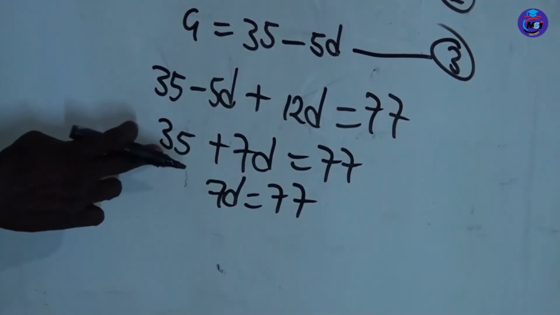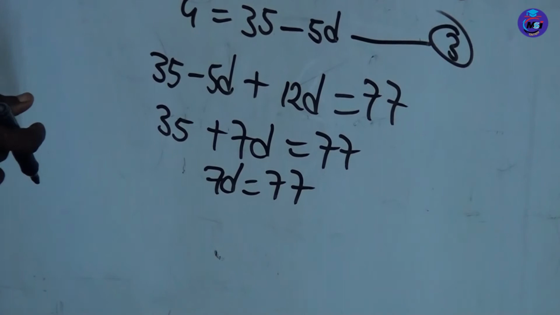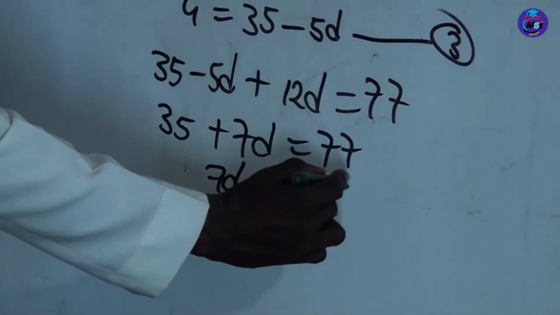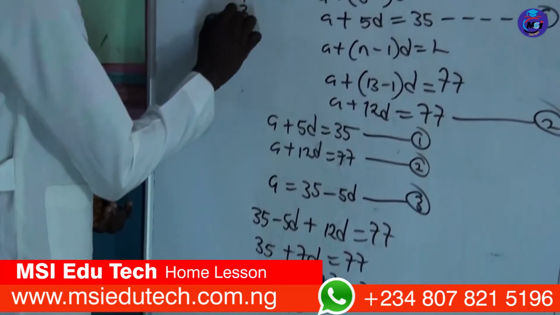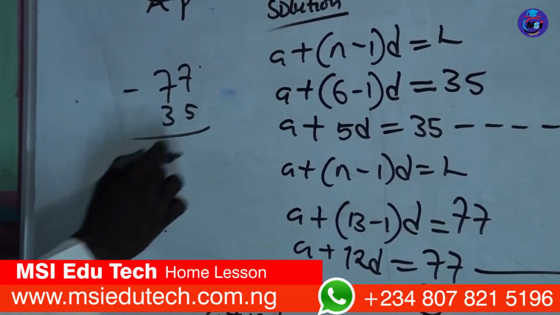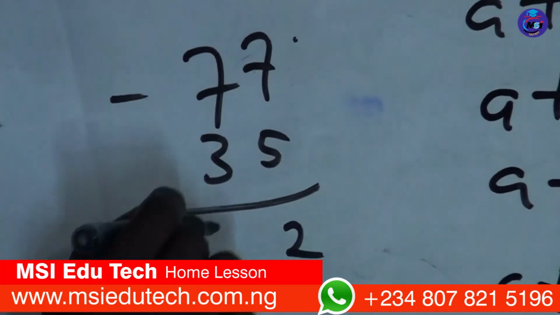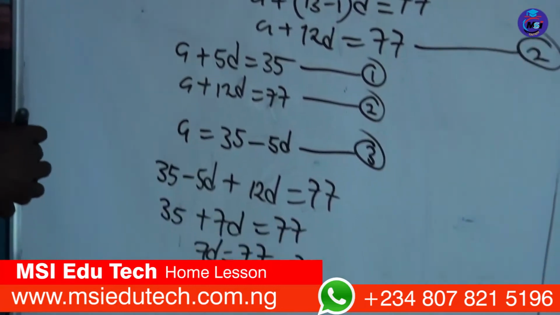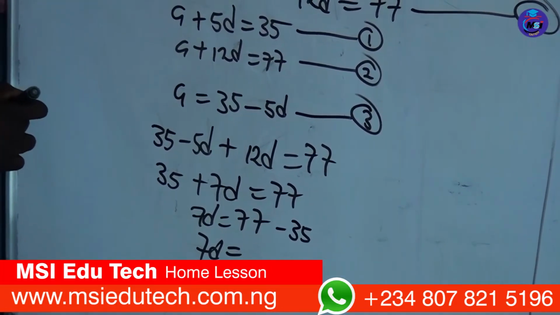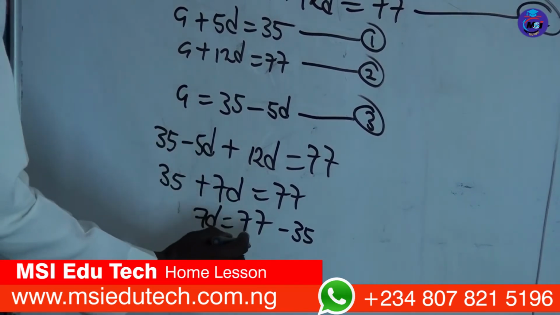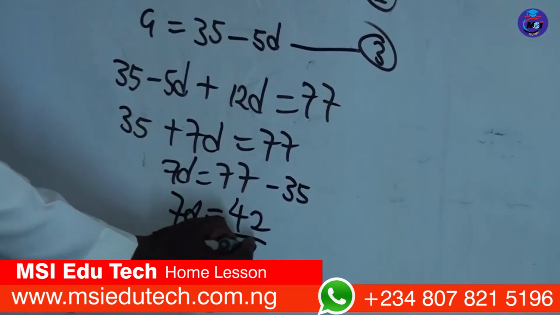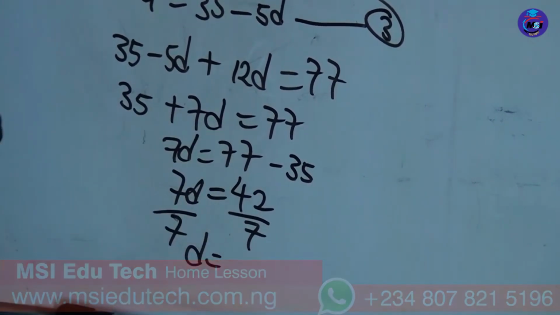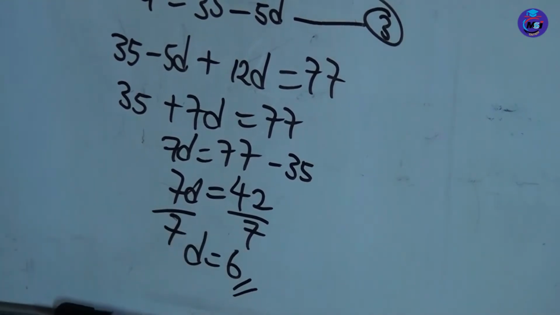When you collect like terms, this plus 35, when you cross to this side, will change to minus 35. So 7D is going to give us 77 minus 35. 7 minus 5 will give us 2, 7 minus 3 will give us 4. So this will give us 42. You divide both sides by 7. 42 divided by 7 is going to give you 6. So the value of D will be 6.